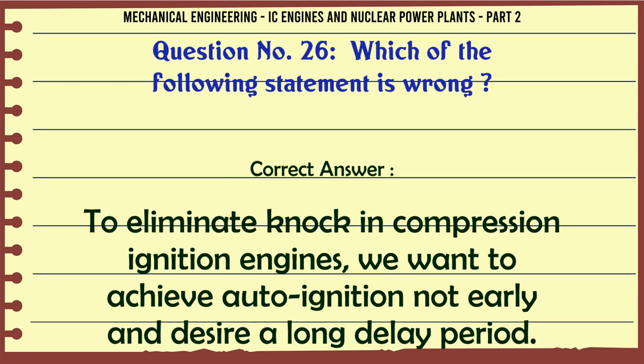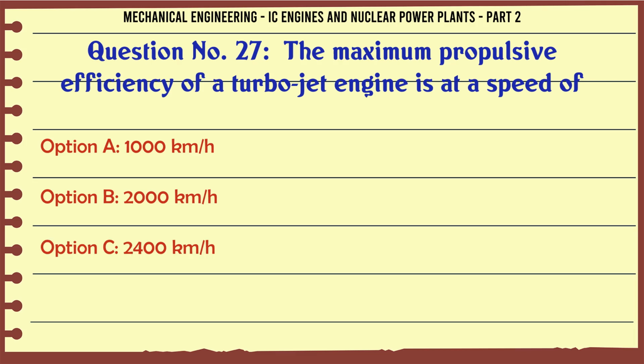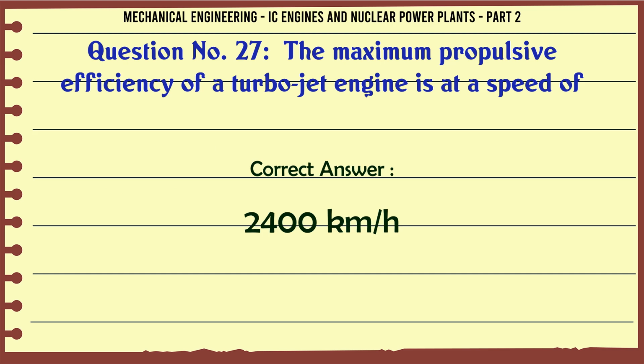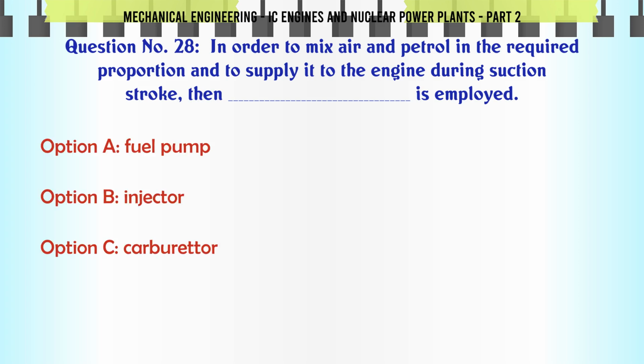The maximum propulsive efficiency of a turbojet engine is at a speed of A. 1000 km/h. B. 2000 km/h. C. 2400 km/h. D. 3000 km/h. The correct answer is 2400 km/h.